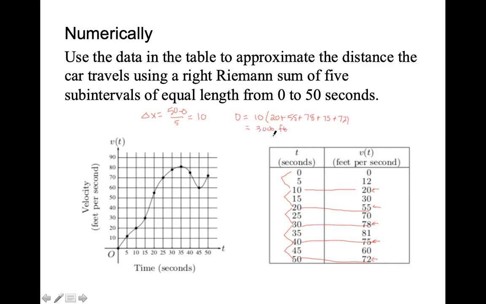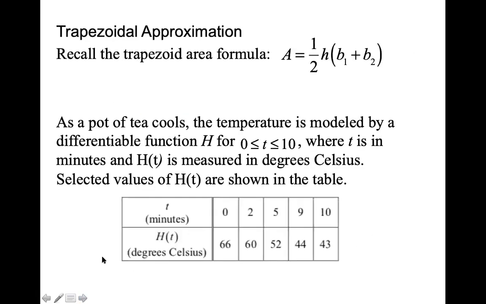What was our midpoint? 2350 or 2530, and now we're at 3,000. All right, another way we can see this data is to use a trapezoidal approximation. So you've got to be good at remembering the area of a trapezoid.